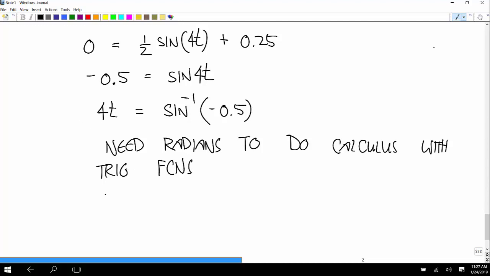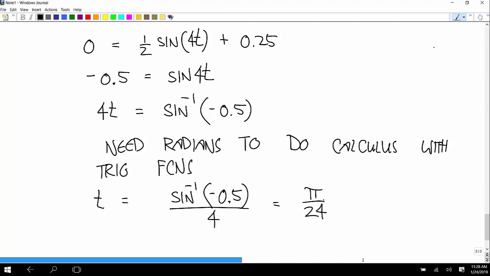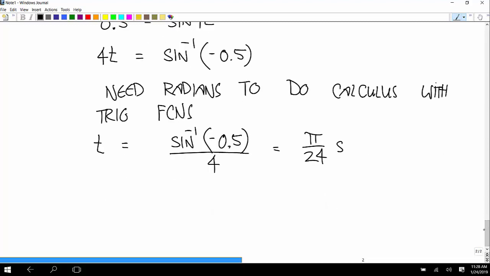Okay, so divide both sides by 4, and you get time is equal to inverse sine of negative 0.5 over 4. Can someone calculate that for me? Negative something? Okay. Pi over 24. There are going to be multiple zeros, but we need one that's between 0 and 0.75 because that was given in the problem. This is in seconds. And now all we have to do is, so this is where it changes directions.